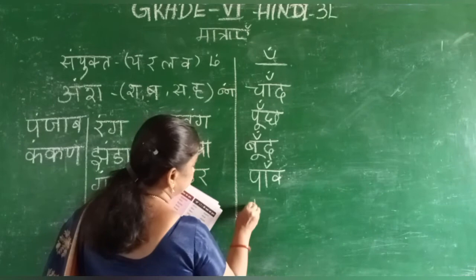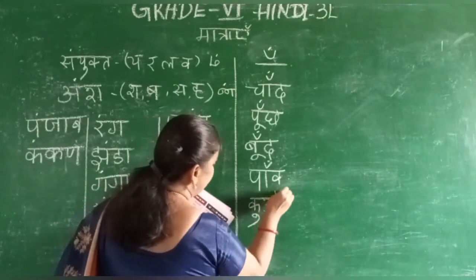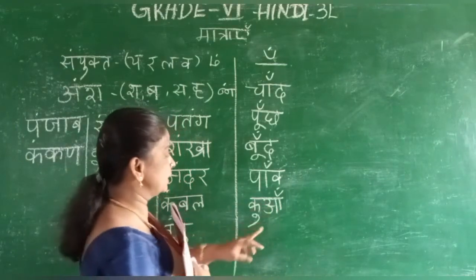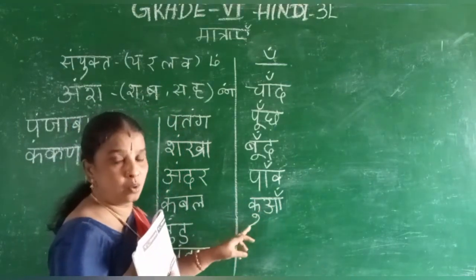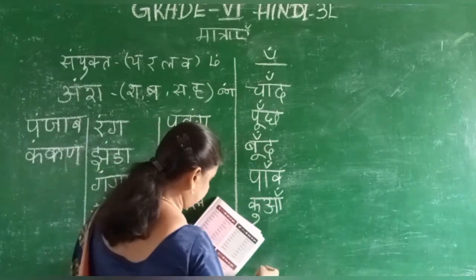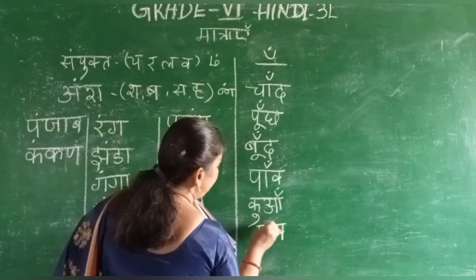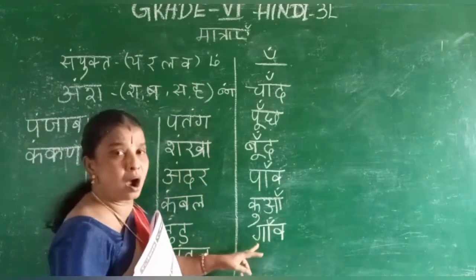And next, kua. It is not kua, the Chandra Bindu, the Anunasik. So, kua. How to pronounce? Kua. And next, gaon. How to pronounce? Gaon.